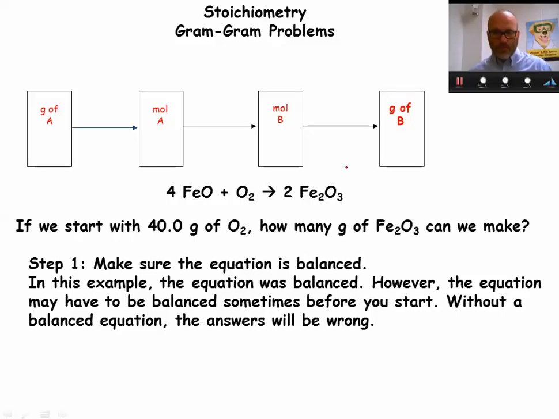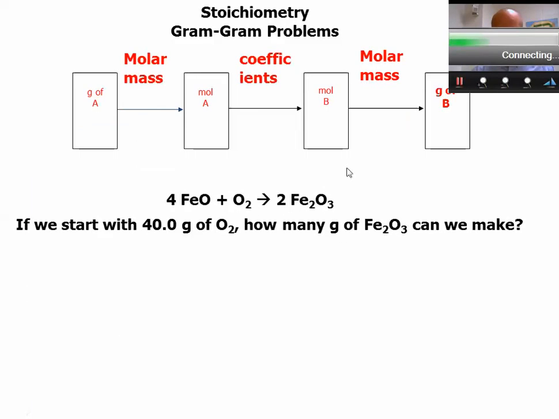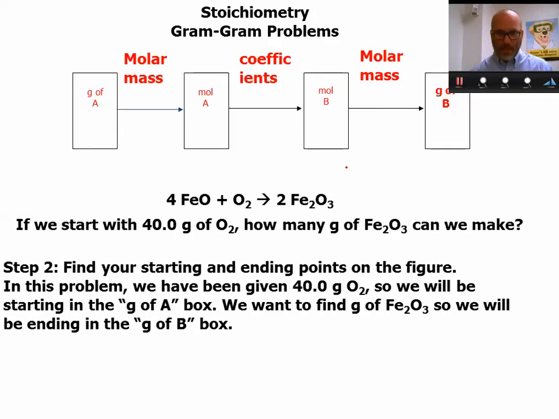So here's our problem. If we start with 40 grams of oxygen, how many grams of iron 3 oxide can we make? So the first thing we need to do is find out what we're starting with and what we're ending with. So what are we given? If we read the problem, we're starting with 40 grams of oxygen and we want grams of iron oxide. So we're starting in this box and we want to end up in that box. All right?